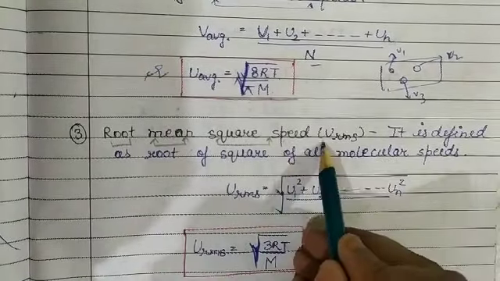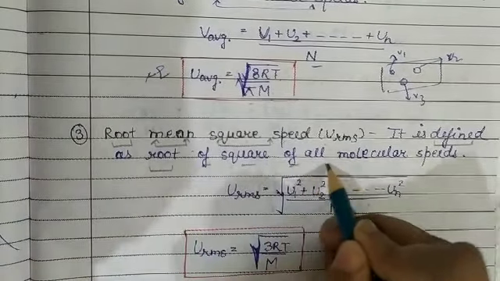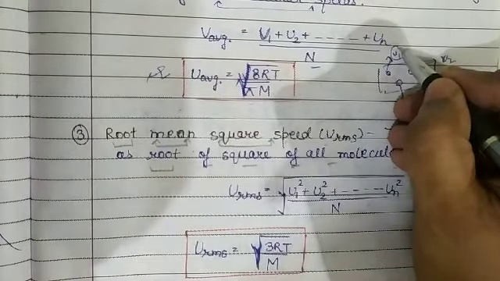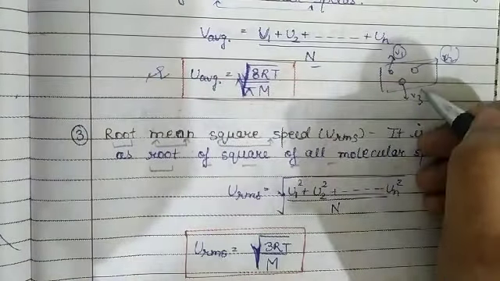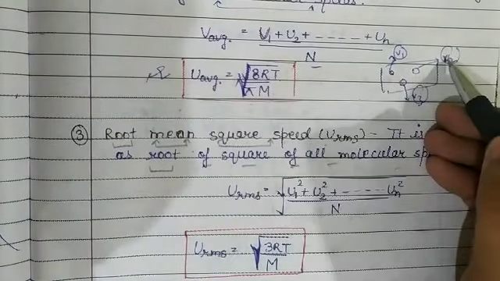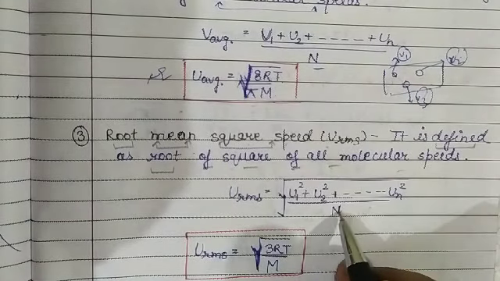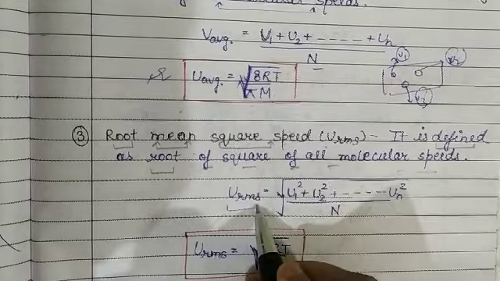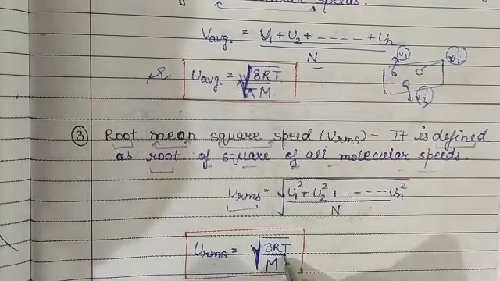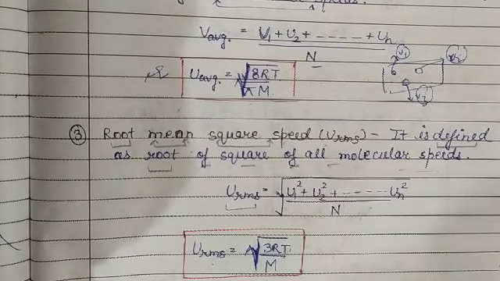So VRMS is defined as the root of the mean of the squares of all molecular speeds. For example, if a container has velocities V1, V2, V3, first square them: V1 square plus V2 square plus V3 square, then take their mean, divided by n, and then take the root. It will give the root mean square speed. In terms of temperature, it is under root of 3 RT by M.